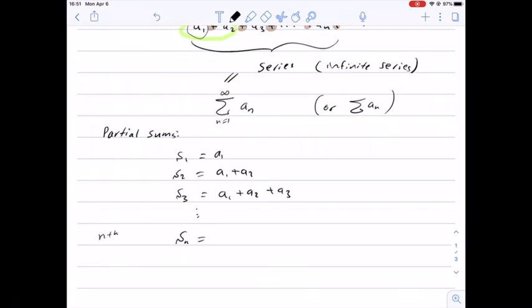So S sub n, the nth partial sum, is a1 plus a2 up to a sub n. And we can write this as the sum of a sub i from 1 to n. We have n terms.